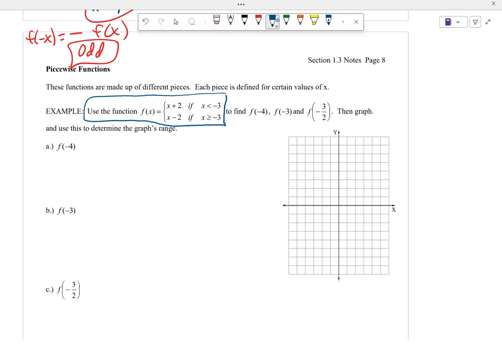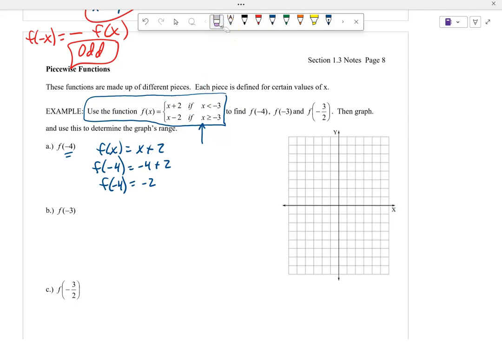So I'm trying to decide, if I'm plugging negative 4 in for x, is negative 4 less than negative 3, or is negative 4 greater than or equal to negative 3? Well, hopefully you know that negative 4 is less than negative 3, so you're going to use the top one. So you plug that negative 4 in, and you get negative 2. So f of negative 4 equals negative 2.